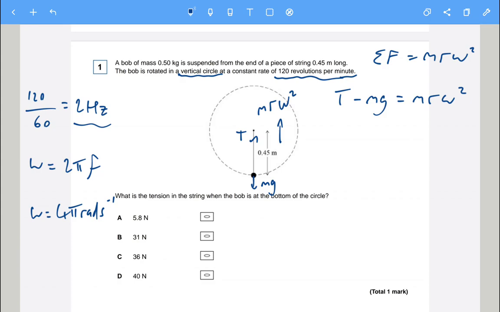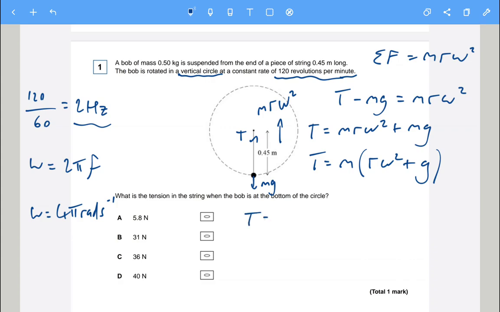So now it's just a matter of a bit of rearranging and putting some numbers in. So the tension is equal to mrω² plus mg. We can factorise that one. So tension is equal to m(rω² plus gravitational field strength). So let's do the numbers.